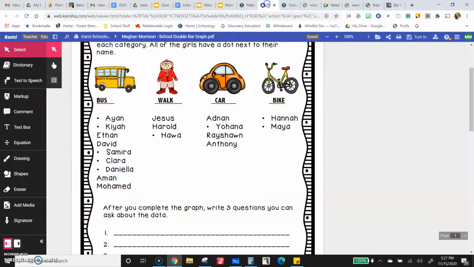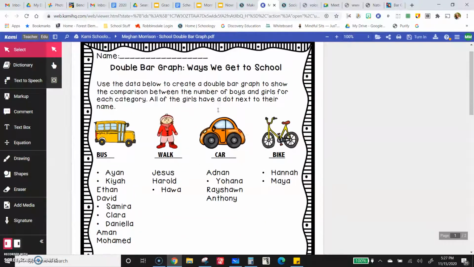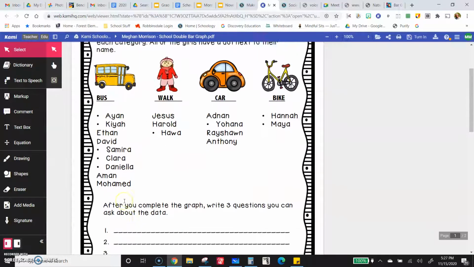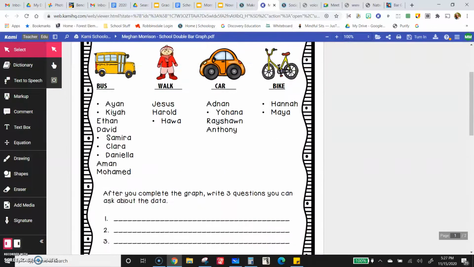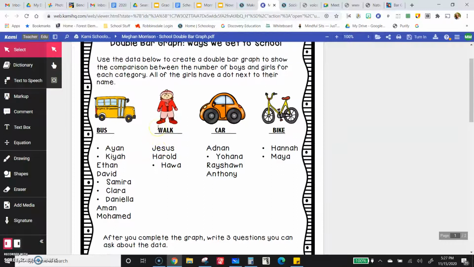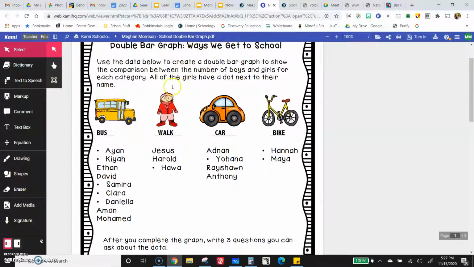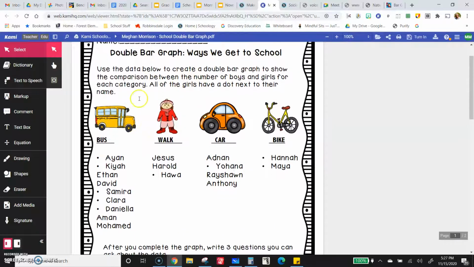So I went ahead and opened it. This one's a little harder because it doesn't give you the numbers and you have to come up with the numbers yourself. So we're looking, okay, how many students got to school in each different way? So how many kids rode the bus, walked, car, and bike? And we're doing the difference between boys and girls. So that will be our two different colors of bar.